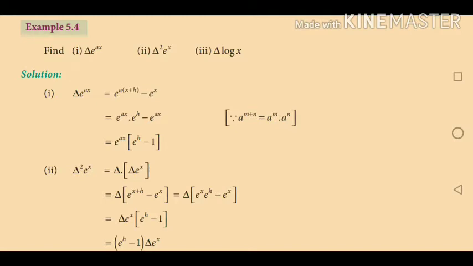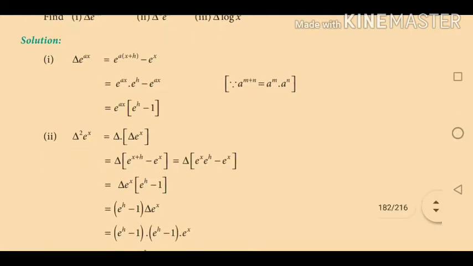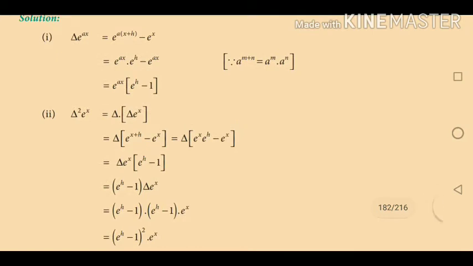Okay, a power m plus n equals a power m into a power n. Likewise, here also we are applying the same thing, that is e power ax times e power ah, minus e power ax. Here take e power ax as common, we are getting e power ah minus 1. Okay, that is the answer. Then the second case, delta square e power ax equal to delta into delta e power ax.